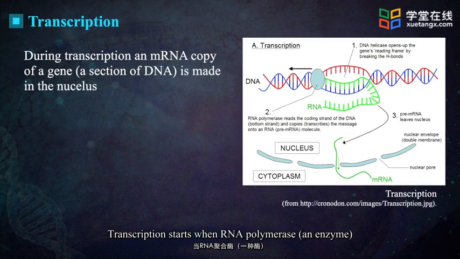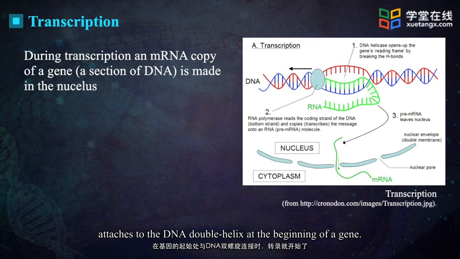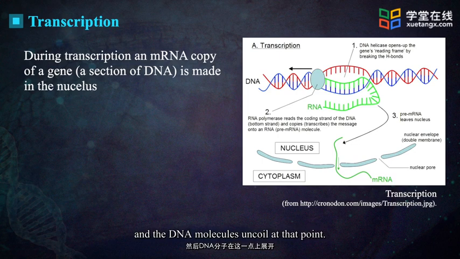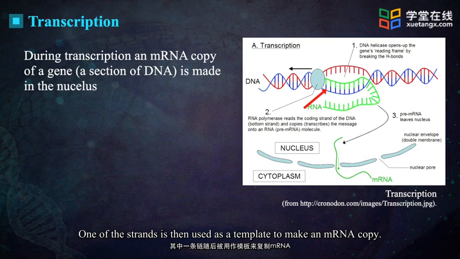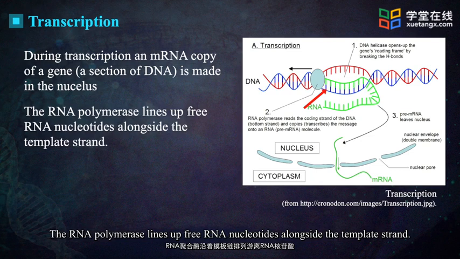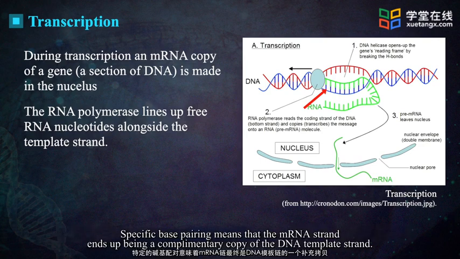Transcription starts when RNA polymerase, an enzyme, attaches to the DNA double helix at the beginning of a gene. The hydrogen bonds between the 2 DNA strands in the gene break, separating the strands, and the DNA molecule uncoils at that point. One of the strands is then used as a template to make an mRNA copy. The RNA polymerase lines up free RNA nucleotides alongside the template strand. Specific base pairing means that the mRNA strand ends up being a complementary copy of the DNA template strand.